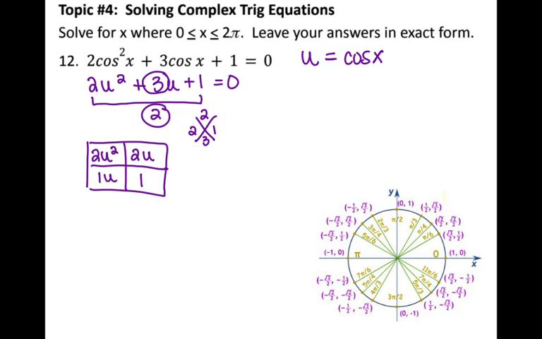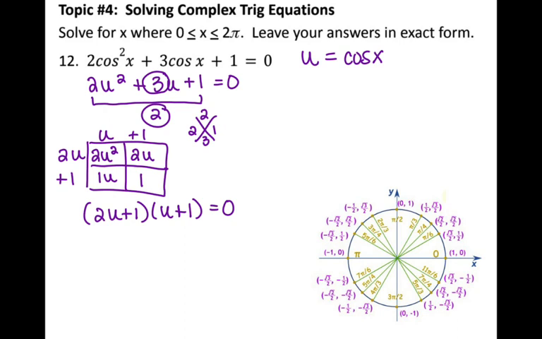To factor using the box method, I'm looking at each column and each row and looking at the GCF. I'm going to go ahead and start with this row. Those two have a 2u in common. So I'm going to go ahead and put 2u. And then this row has a 1 in common. So I'm going to do plus 1. This column has a u in common. And this column just has a 1 in common. So plus 1 again. So my two factors are 2u plus 1 and u plus 1 equals 0.